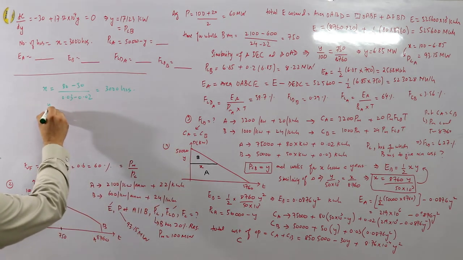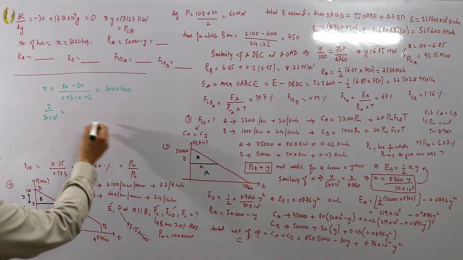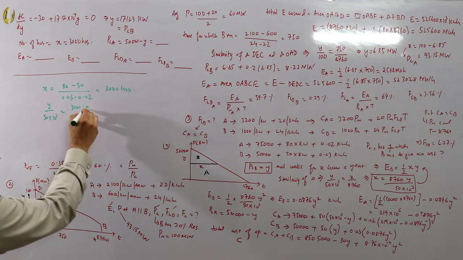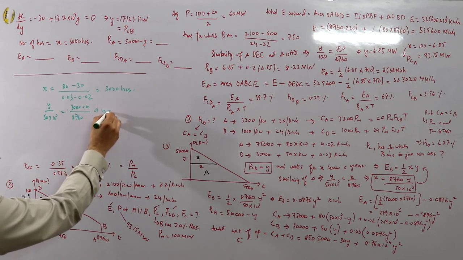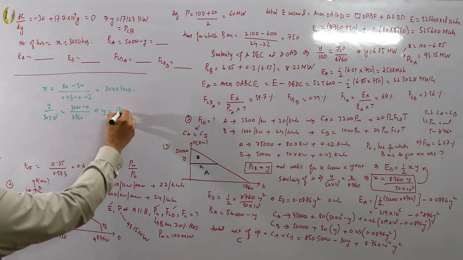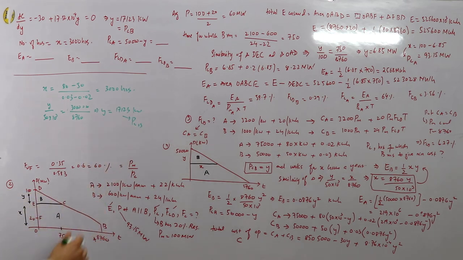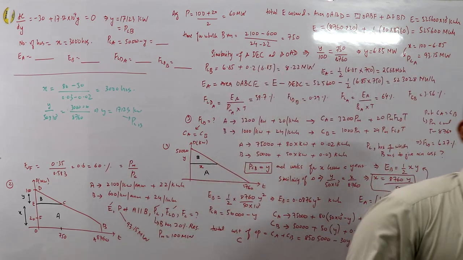the similarity of triangles. So Y upon 50,000 is equal to X, which I already got as 3000, divided by 8760. So from here I can have the value of Y, which is exactly the same, 17123 kilowatts, and this is the installed capacity of station B, and you can move on further with this. So I did it like this directly.